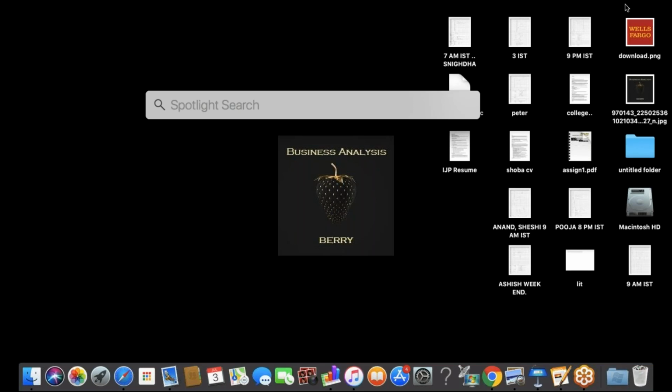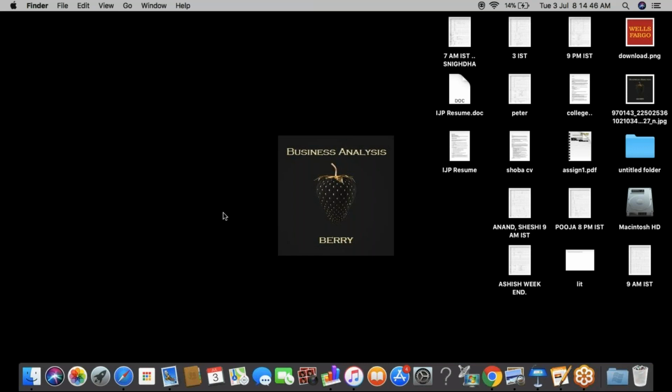Requirement gathering techniques and methods. As a business analyst, our job is to communicate with the client and get the requirements from the client. So how do you gather these requirements? What type of questions do you ask? What type of techniques and methods do you follow? We will see that.